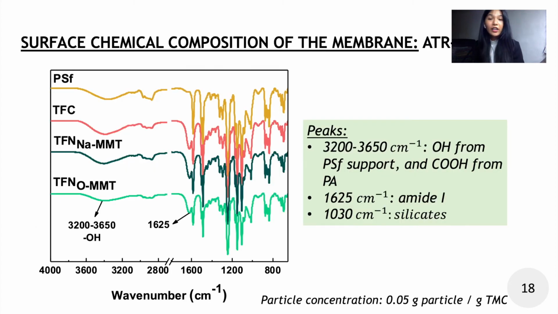For the FTIR analysis of the membrane, a peak at 3,200 to 3,650 can be seen in all membranes due to the OH from PSF support and the COOH from the polyamide membrane. Comparing PSF to TFC and membranes with additive, an amide peak can be seen at 1,625. Upon the addition of Montmorillonites, a shift at 1030 can be seen due to the silicates from the NaMMT and the OMMT itself.